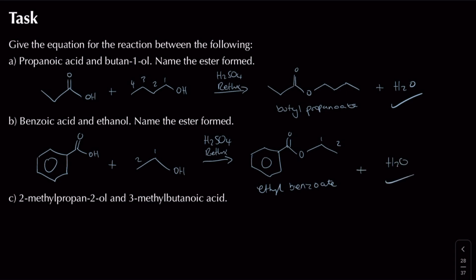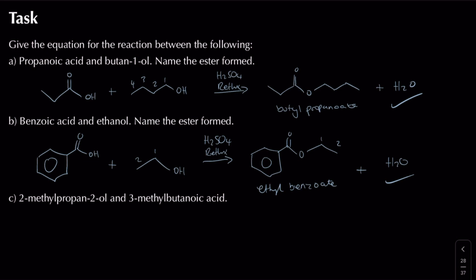So looking at the next one, you've got 3-methyl butanoic acid, and you're going to end up with 1, 2, 3, 4 carbon atoms, and then you're going to have your carboxylic acid, which is going to be position 1, and then at position 3, you're going to have a methyl group, and that's going to react with, in that case, 2-methyl propan-2-ol. So I've got propan-2-ol over here, and then I've got a methyl group at the 2 position as well.